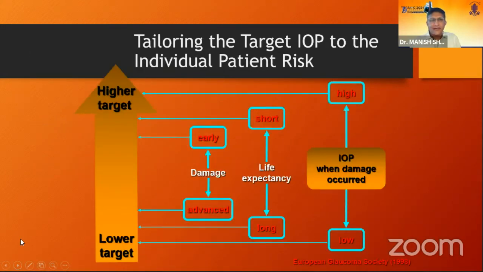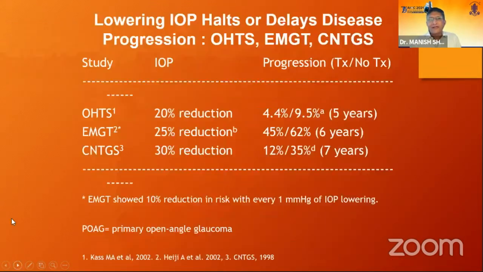And this is a famous slide from the European Glaucoma Society, which gives us an idea that patients who have more damage need lower pressures, patients who are going to live longer need lower pressures, and patients whose initial starting pressure of damage is low need lower pressures. So that will be covered.